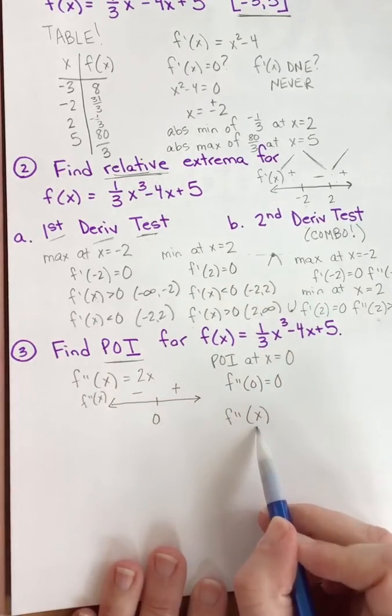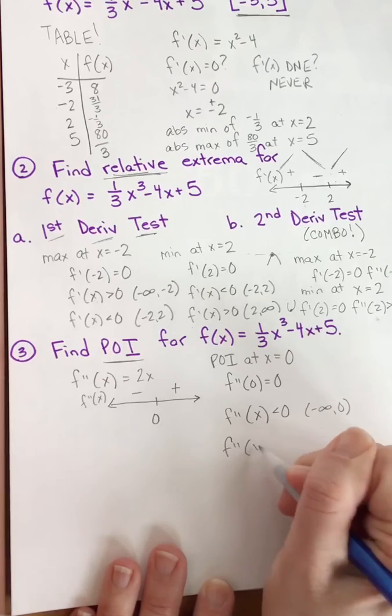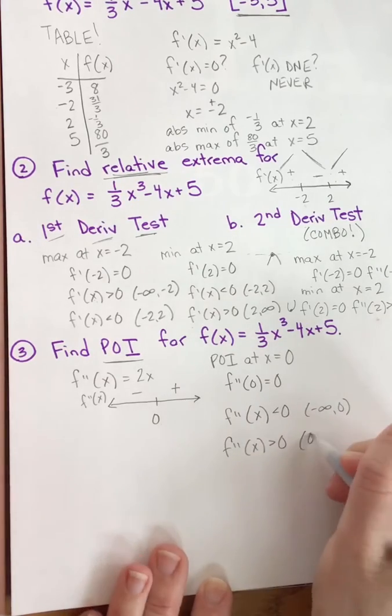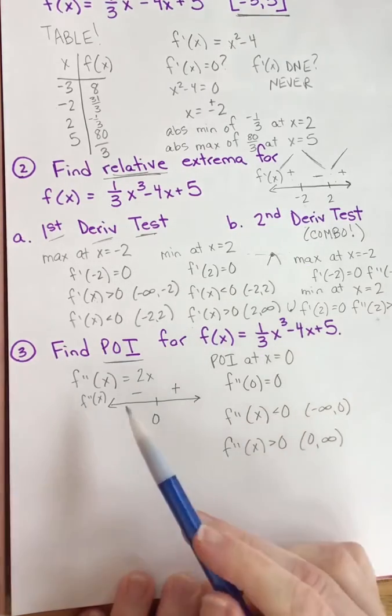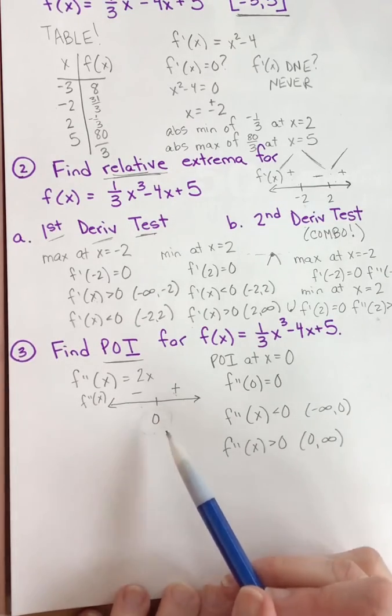So second derivative in general is less than 0 on the interval to the left and greater than 0 on the interval to the right. It doesn't matter if it goes positive, negative, negative, positive, as long as there's a sign change and this value exists on the original.